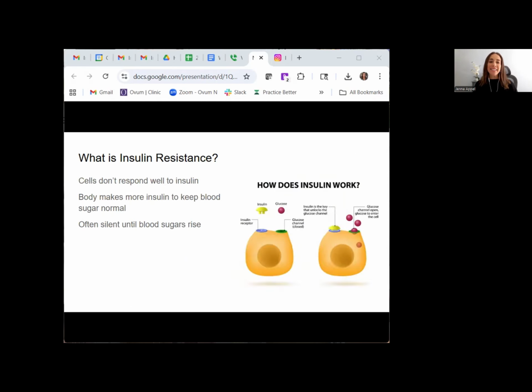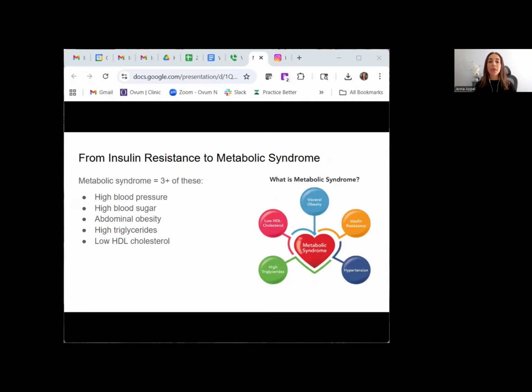So what is insulin resistance? Insulin is often described as the key that unlocks our cells so glucose can move in and be used for energy. With insulin resistance, the lock becomes rusty, as I like to say, and the key doesn't work as well. The body responds by producing more insulin to keep blood sugar normal, and this can go on silently for years before blood sugar starts creeping up on us.